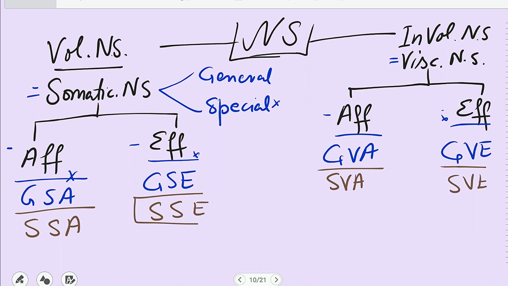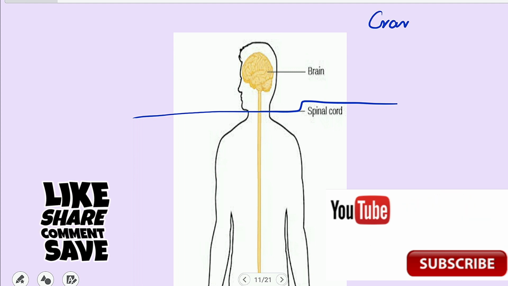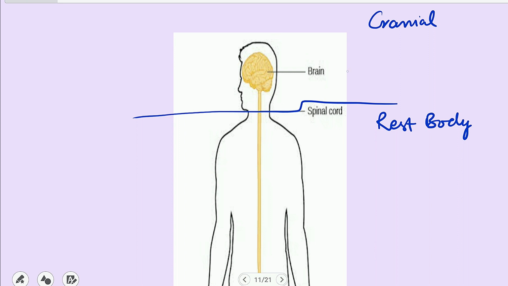Note down that we have got no example of the special somatic efferent in the human body. So we'll say that we have got 4 general functions and 3 special functions. Look here, if we draw a line here, we can say that this is the cranial region and this is the rest of the body. For supply of the cranial region, we have got 12 cranial nerves, and for supply of the rest of the body, we have got 31 pairs of spinal nerves.